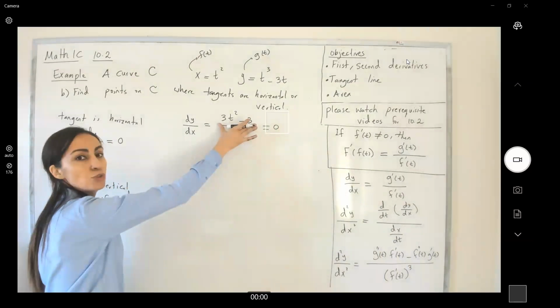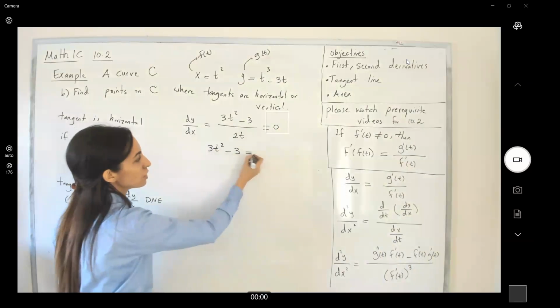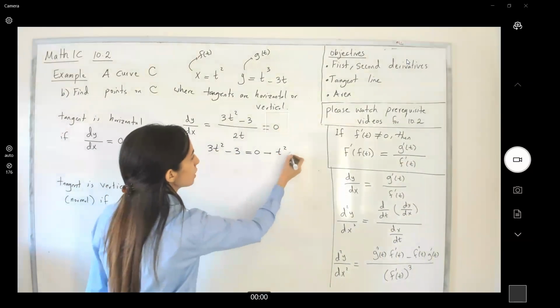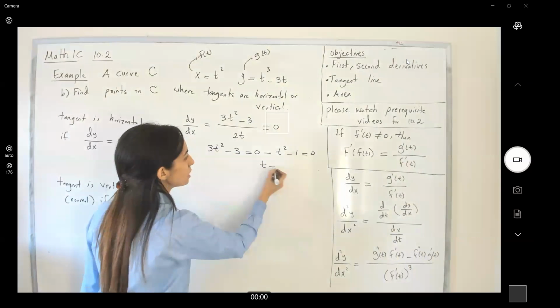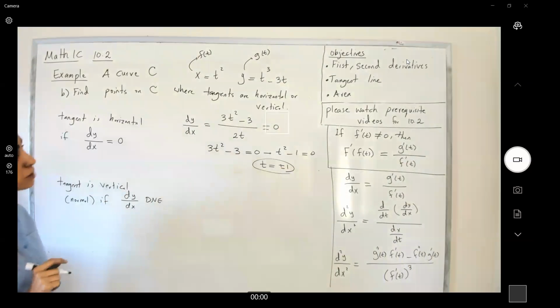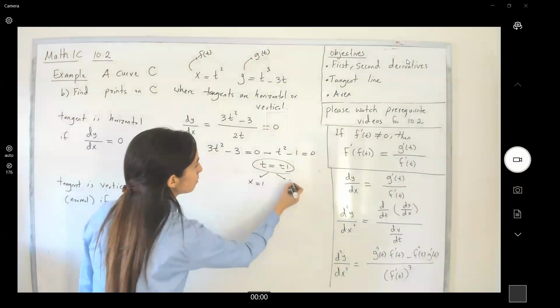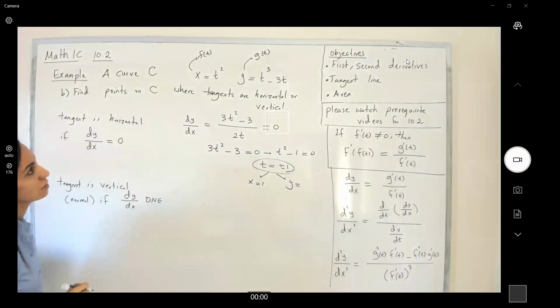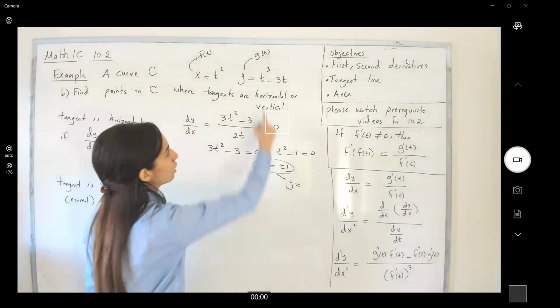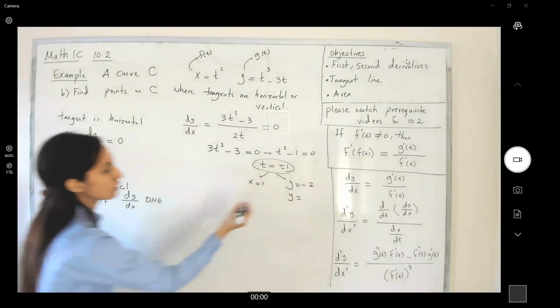It means that your numerator must be equal to 0. 3t squared minus 3 is equal to 0. So t squared minus 1 is equal to 0. t is plus or minus 1. It means that your x is 1, and you have 2 options for your y. When t is 1, you get -2. When t is -1, you get +2.